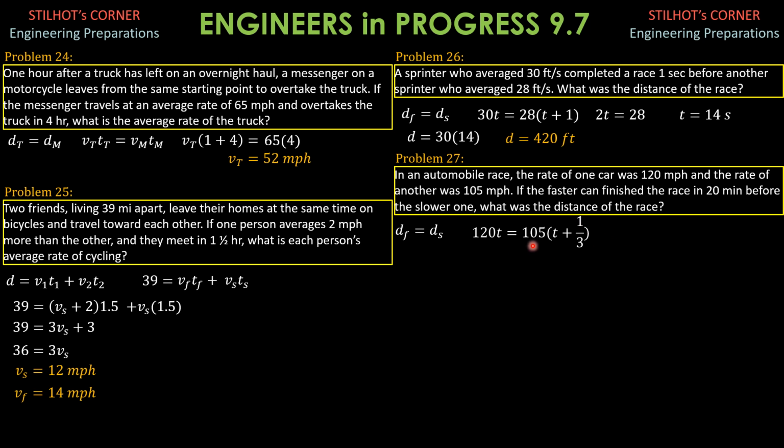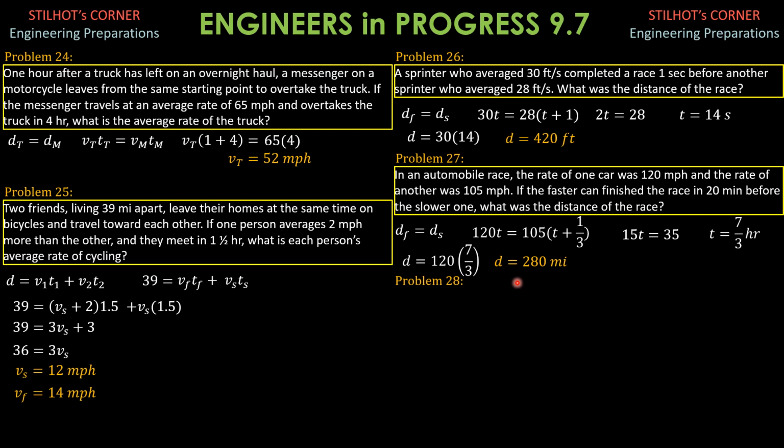So 120t minus 105t is 15t. 105 times 1/3 is 35. So therefore, t, the time to complete the race for the faster automobile, is equal to 7/3 hour. Therefore, the distance of the race is 120 times 7/3, and it is equal to 280 miles.